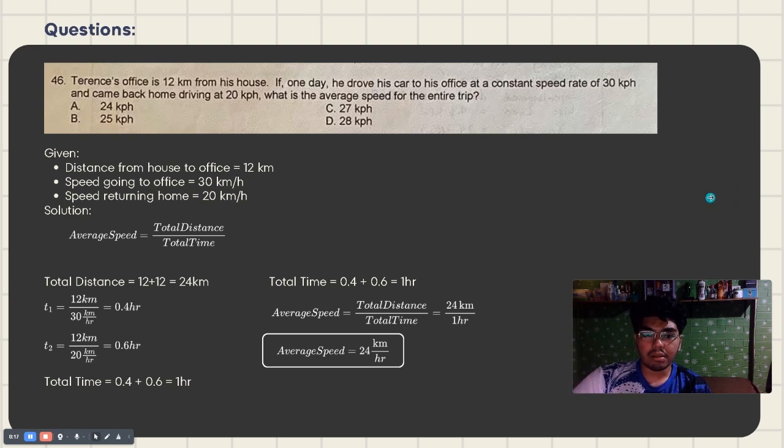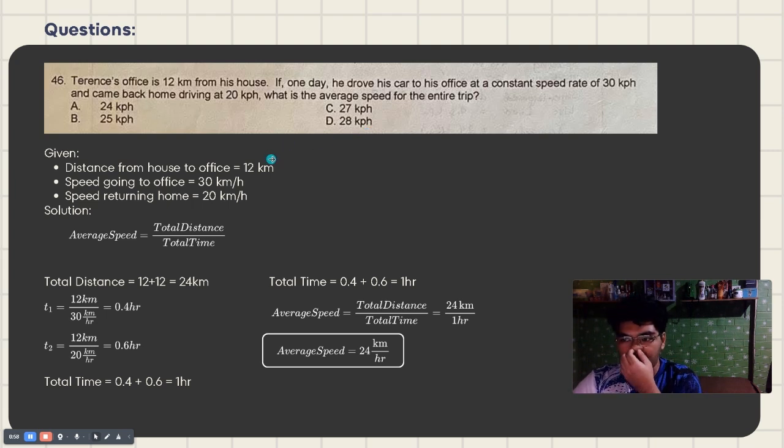So, problem number 46. Terrence's office is 12 kilometers from his house. If one day he drove his car to his office at a constant speed rate of 30 kilometers per hour and came back home driving at 20 kilometers per hour, what is the average speed for the entire trip? For the choices, we have letter A 24 kilometers per hour, letter B 25 kilometers per hour, C 27 kilometers per hour, then D 28 kilometers per hour.